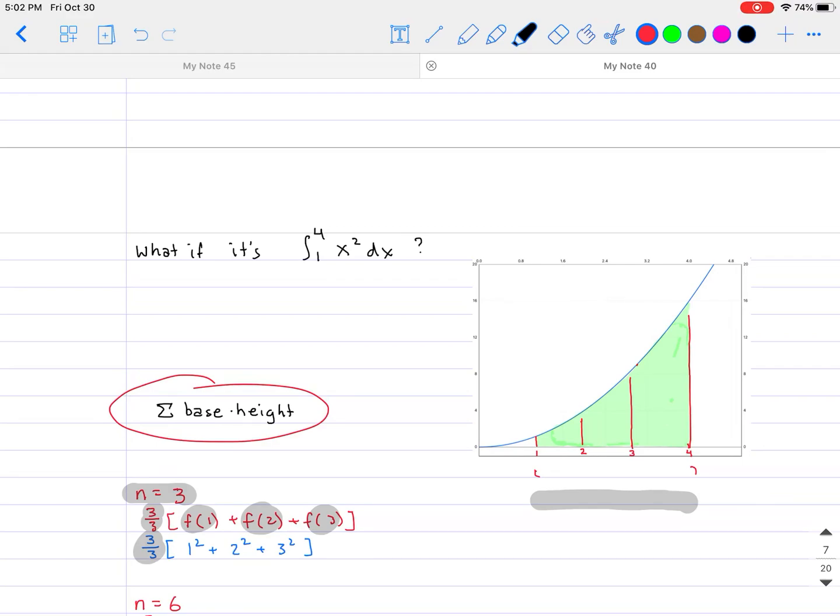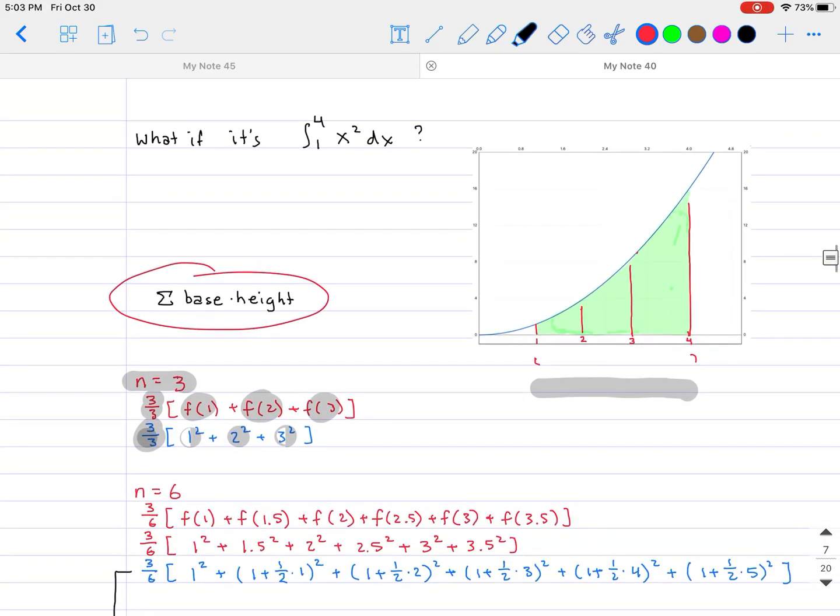And then the inside, the height, well, that's going to be f of 1, and then f of 2, and then f of 3, because we're referring to the left-hand side of each one of these. Can I use the right-hand side? The answer is yes, and you'll see how that actually works out if I use the right-hand side in just a little bit. Nonetheless, the area is then going to be the summation of these heights, multiplied by their same respective base, and then that will be our answer. So that's for n is equal to 3.